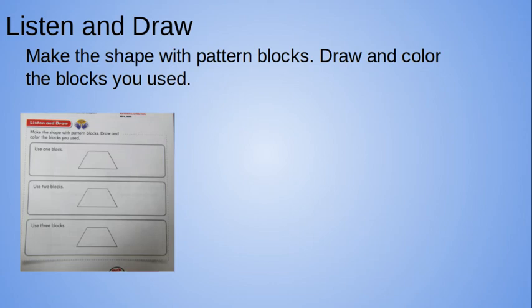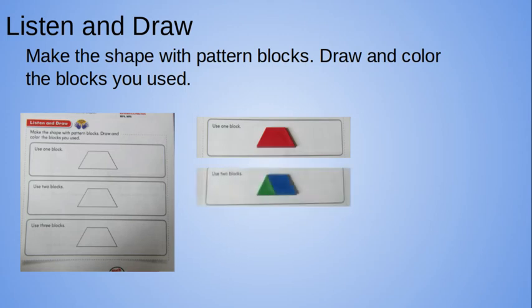The first one said we needed to use one block. Well, I used a red trapezoid block to cover it up. The next one said I had to use two blocks. I used a green triangle and a blue parallelogram. And the last one said to use 3 blocks. I used 3 triangles to cover that shape up. Then I used the same color crayons to color each of them in.